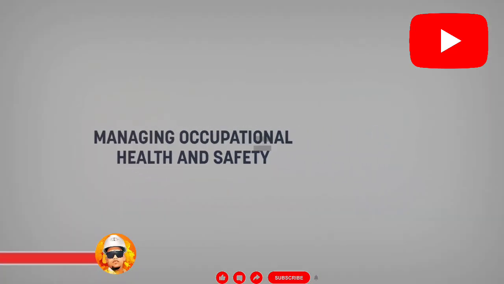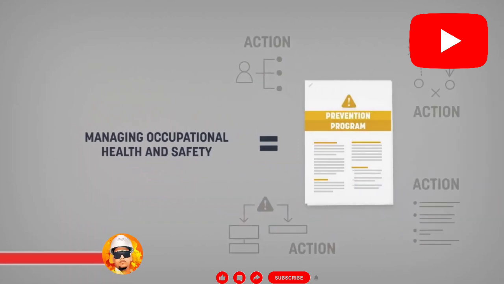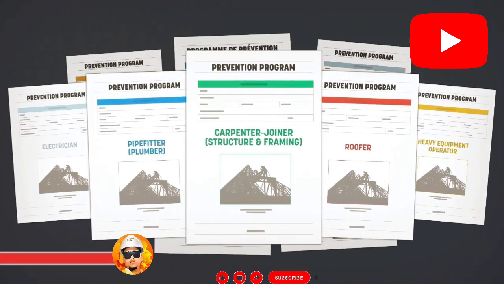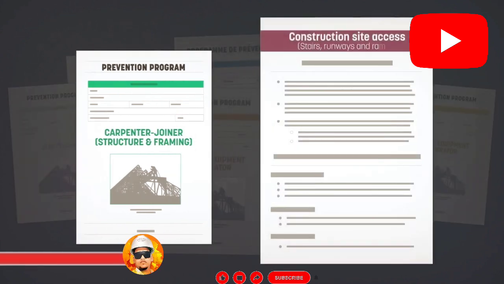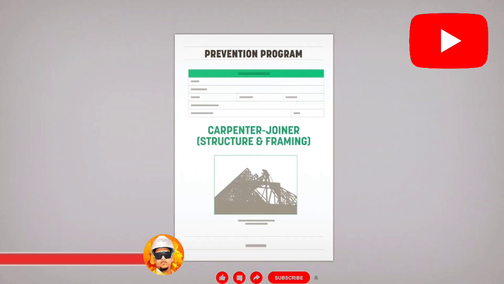Managing occupational health and safety means implementing a prevention program, an action plan adapted to your reality. You have access to a number of existing prevention programs in every type of construction trade. Each program has its own set of action sheets. Each sheet identifies a risk that could be present on your job site. And for each risk, there are details of what preventive measures and control methods you can put in place to protect your workers. A prevention program is a great starting point.